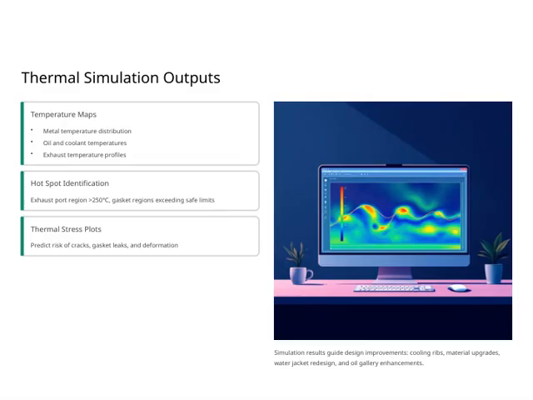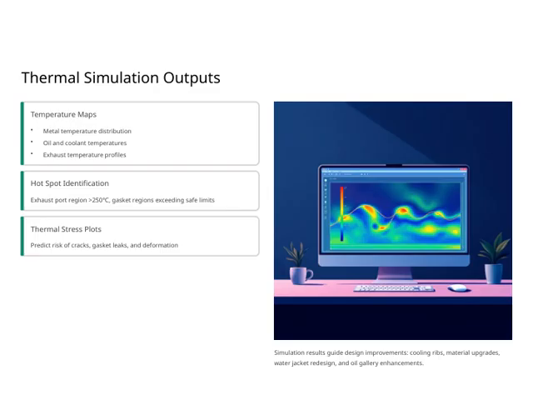Now, let's take a closer look at the thermal simulation outputs. First, we have the temperature maps, which show the distribution of heat across various components. You'll notice the metal temperature distribution, highlighting where the engine parts are hottest, as well as the oil and coolant temperatures, giving us insight into how effectively the cooling system is working. We also see the exhaust temperature profiles, which are crucial for understanding heat flow and potential stress points.